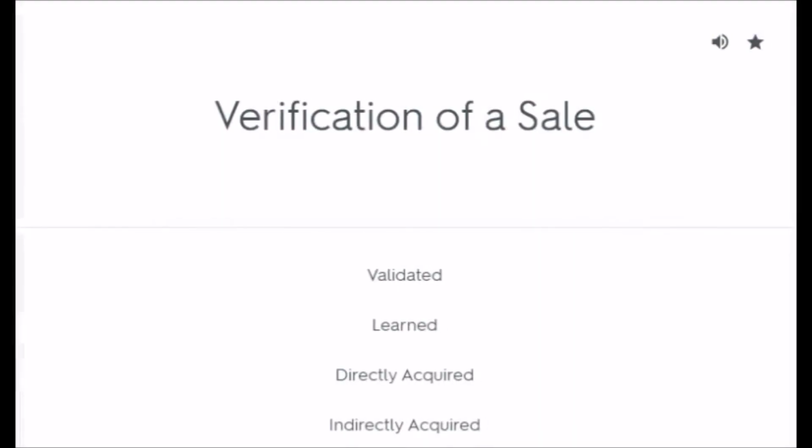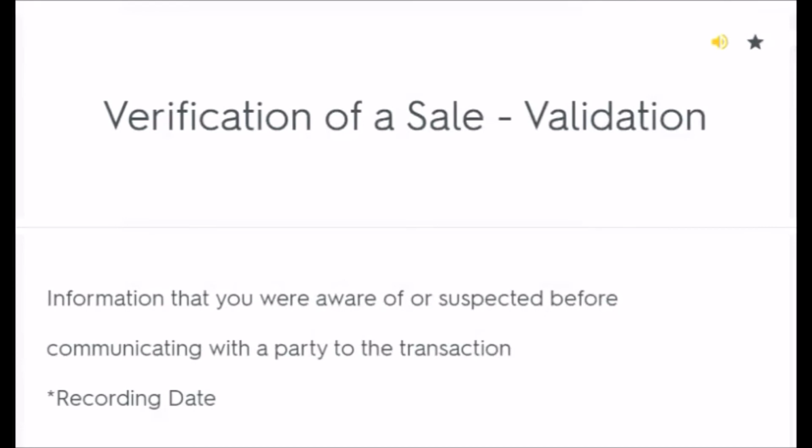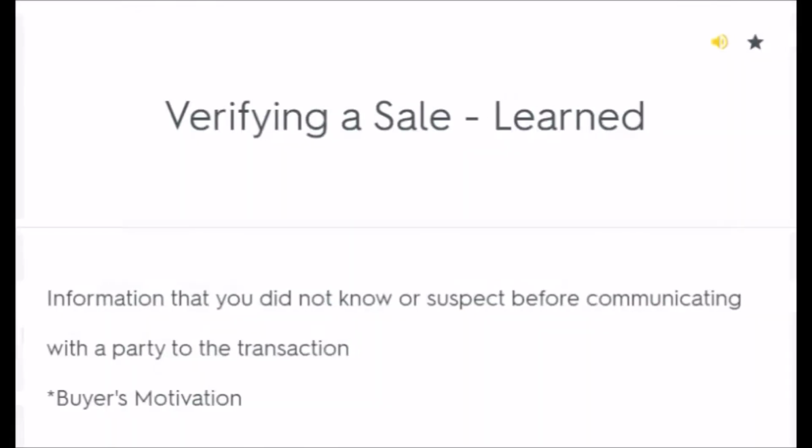Verification of a sale: validated, learned, directly acquired, indirectly acquired. Verification of a sale, validation: information that you were aware of or suspected before communicating with a party to the transaction, such as the recording date. Verifying a sale, learned: information that you did not know or suspect before communicating with a party to the transaction, such as the buyer's motivation.